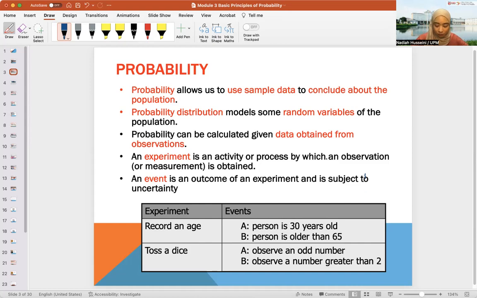For example, over here, we have, wow, this is so huge. Okay.